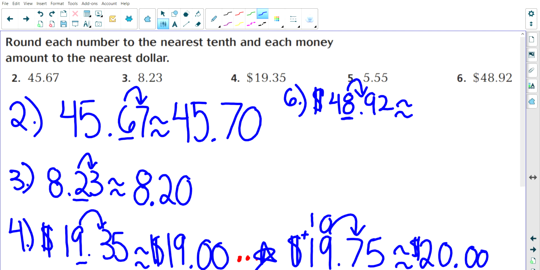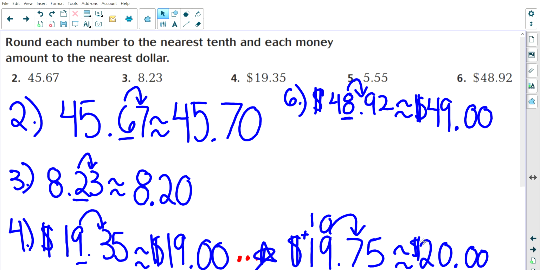Is our rounding digit going to soar or rest? It's going to soar because 9 is 5 or more. Go ahead and copy down everything before the rounding digit, which is a dollar sign and a 4. Our 8 becomes a 9. We copy down that decimal point. Everything else turns into a 0. $48.92 is about $49.